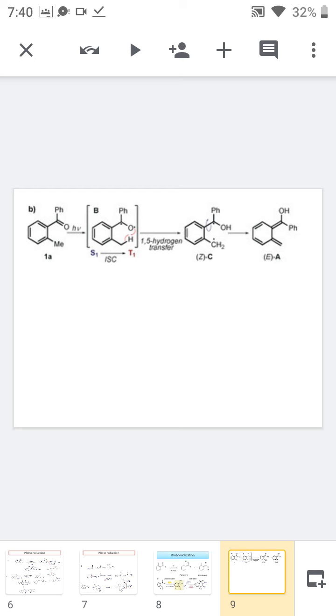photoenolization. So today we have discussed the Norrish type 2 reaction, and that is more important. And after that we have discussed photoreduction and photoenolization. I hope that you understood the section. Thank you.